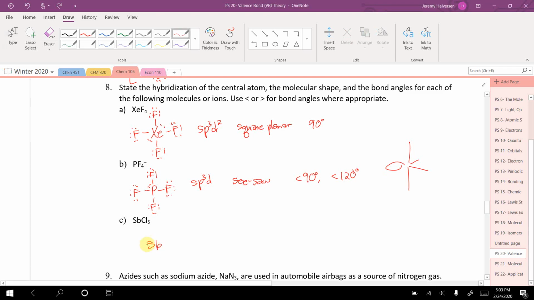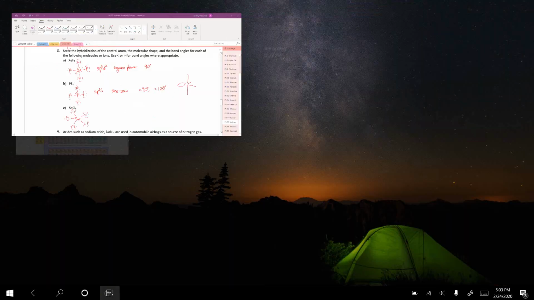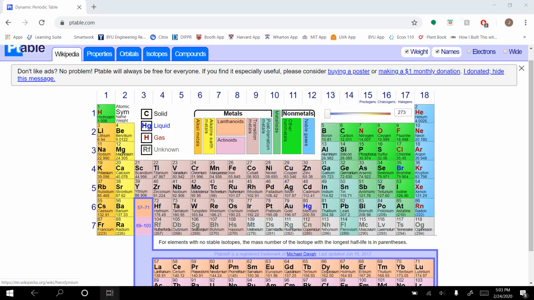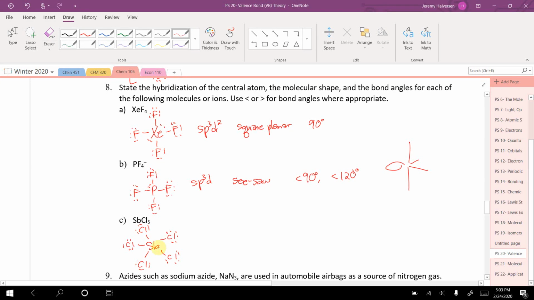SbCl5. Just make sure Sb has 5 valence electrons, which means with a steric number 5, this is sp3d and has no lone pairs, so both the electron and the molecular geometry are trigonal bipyramidal. And our angles are going to be both 90 degrees and 120 degrees, exactly.